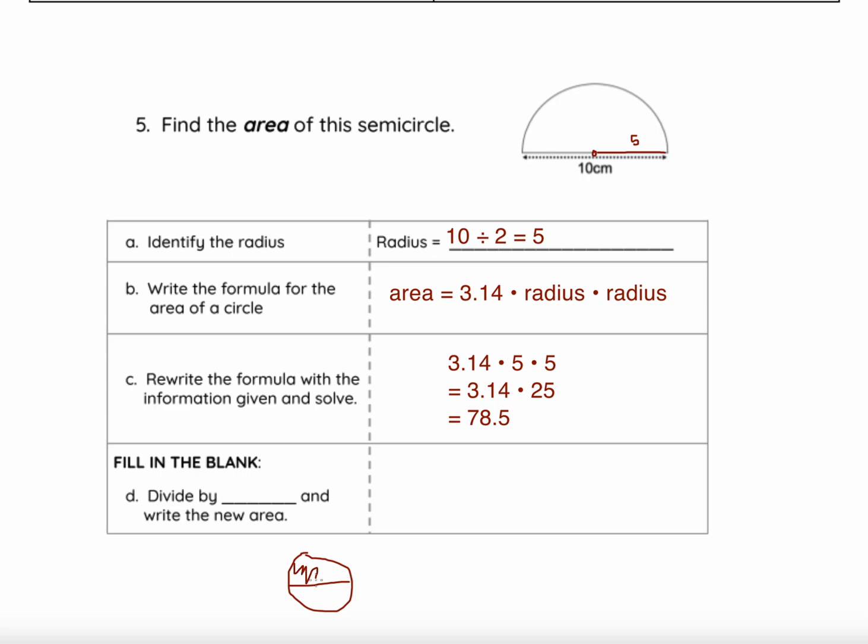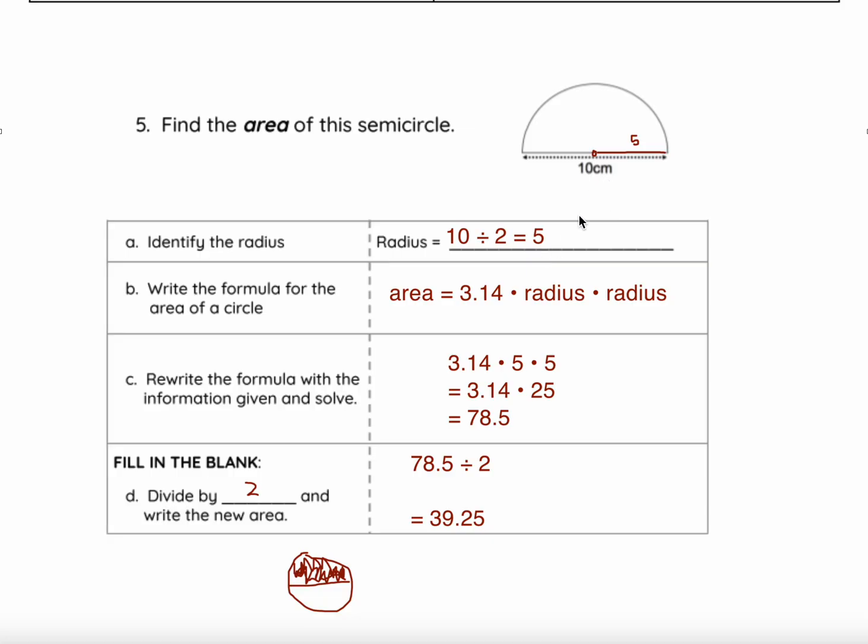And so in order to find out half, we need to divide. And we need to divide it into two parts because there's two halves that make up the circle. So we're going to divide by 2. So we'll take our 78.5 and we'll divide that by 2. And when we do that, we get 39.25. And that's our final answer.